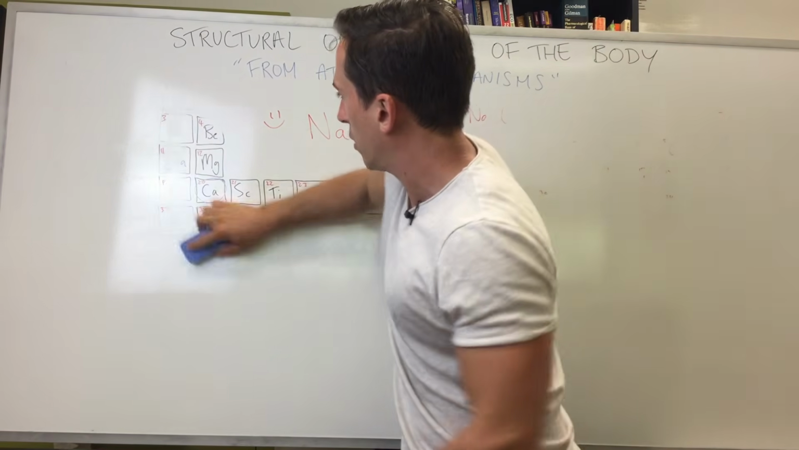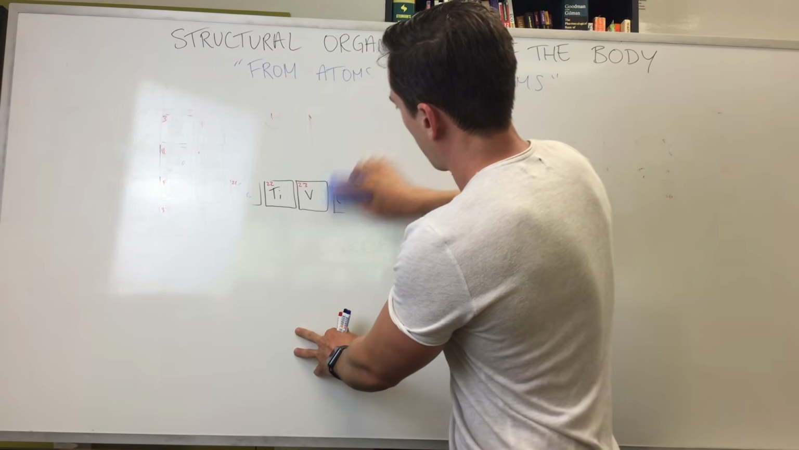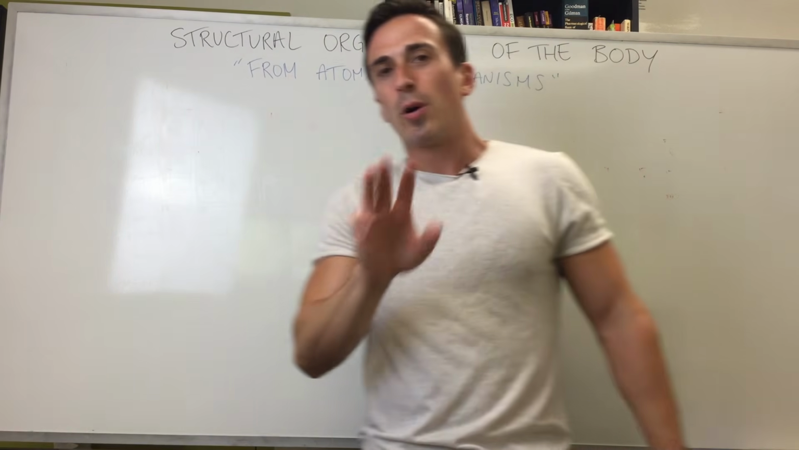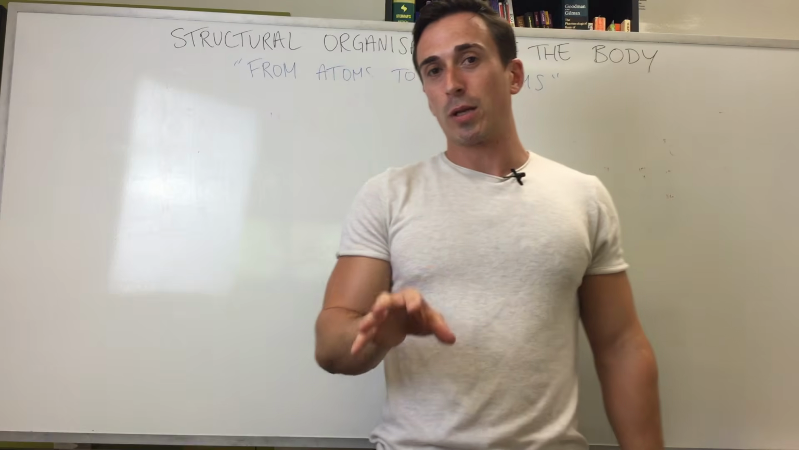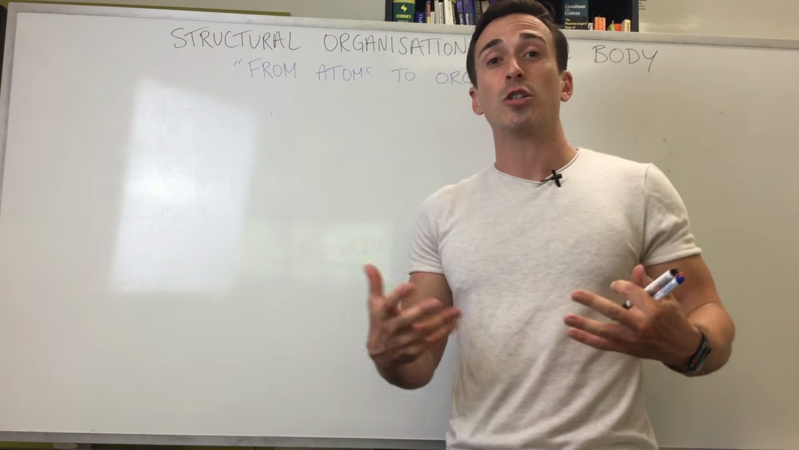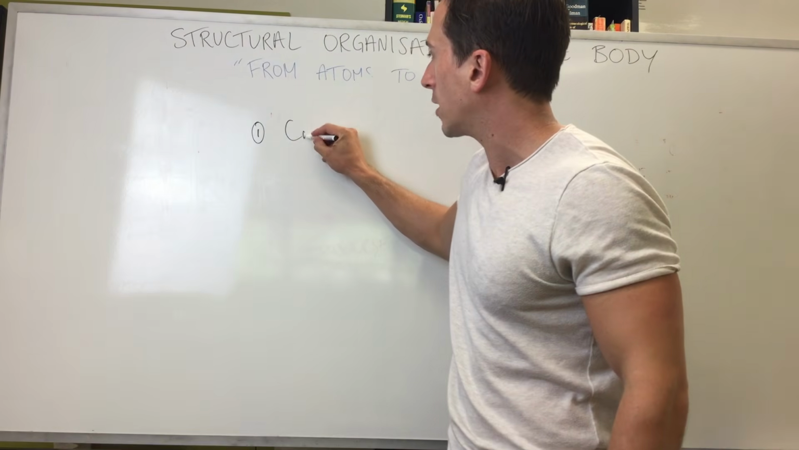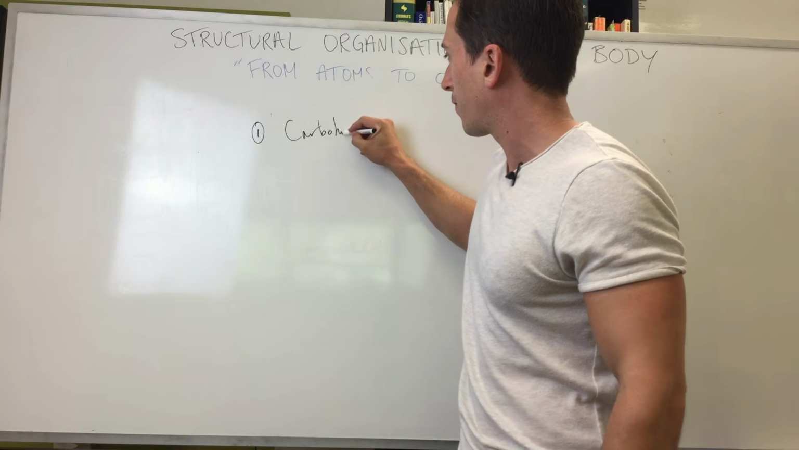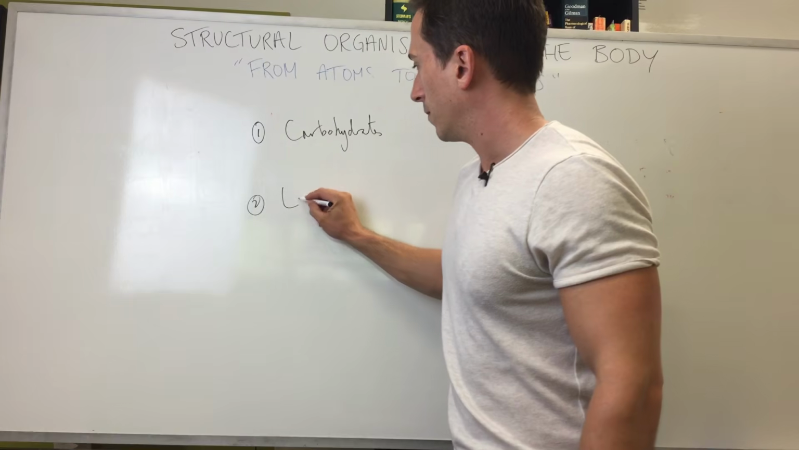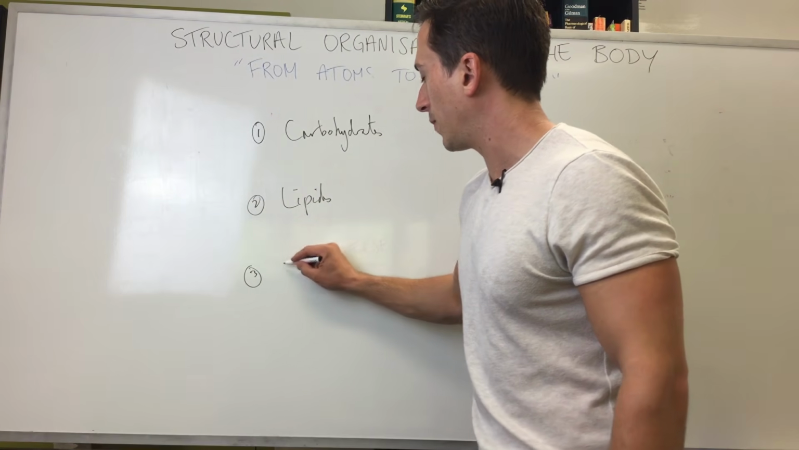Now, these molecules are the three most abundant molecules in the body, and they're very, very important in allowing your body to function adequately. So the first of which are called carbohydrates. The next is lipids, and then the last one here is proteins.